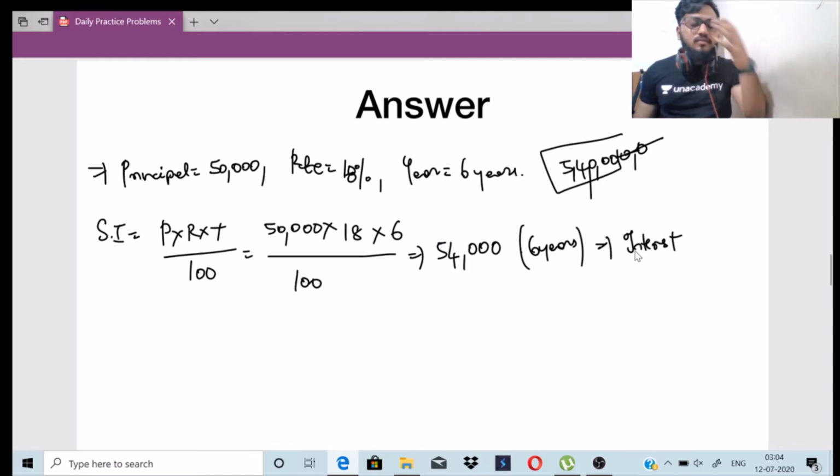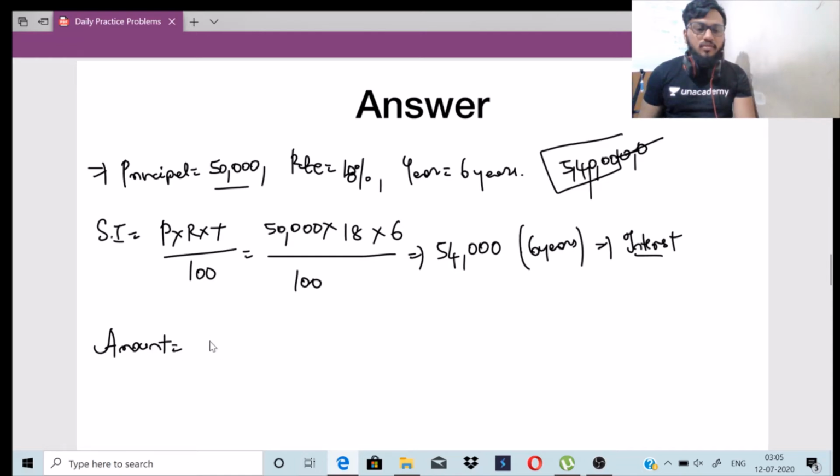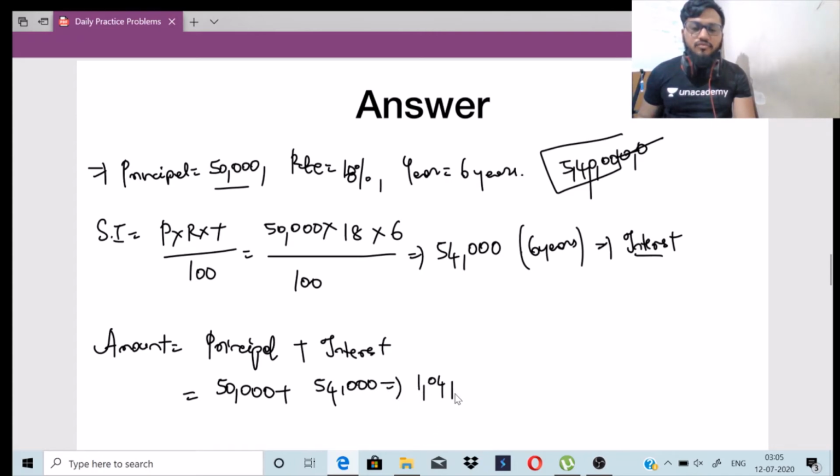But how much will Tarun be paying here? He has to pay the amount he took as a loan and also the interest. So what will be the total amount Tarun will be paying? Amount is equal to principal plus interest. So it is 50,000 plus 54,000, which is equal to 1,04,000. So 6 years of interest is added, and principal and interest together make the amount 1,04,000.